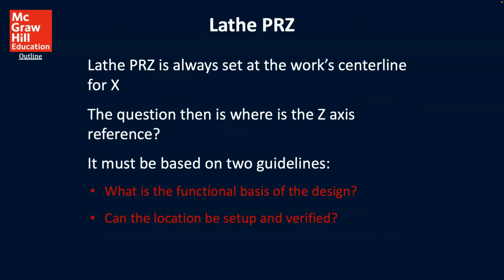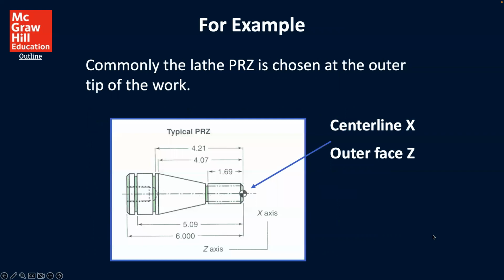For the lathe, the PRZ is always set at the work center line for X. The question is, where is the Z-axis reference? It must be based on two guidelines: what is the functional basis of the design, and can the location be set and verified? For example, commonly the lathe PRZ is chosen at the outer tip of the work. And that's what we're seeing here by the arrow, center line X, outer face Z.